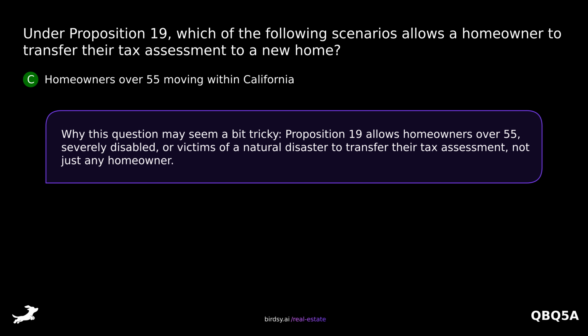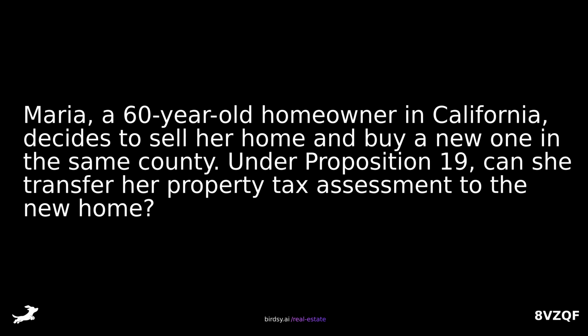Why this question may seem a bit tricky: Proposition 19 allows homeowners over 55, severely disabled, or victims of a natural disaster to transfer their tax assessment, not just any homeowner. Maria, a 60-year-old homeowner in California, decides to sell her home and buy a new one in the same county. Under Proposition 19, can she transfer her property tax assessment to the new home?